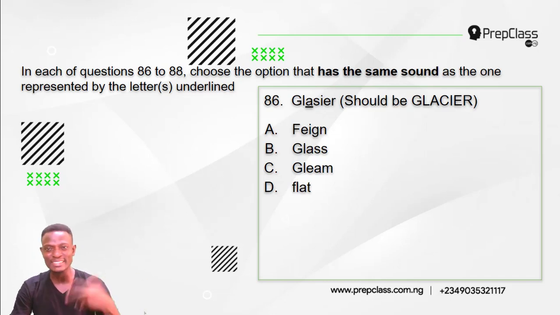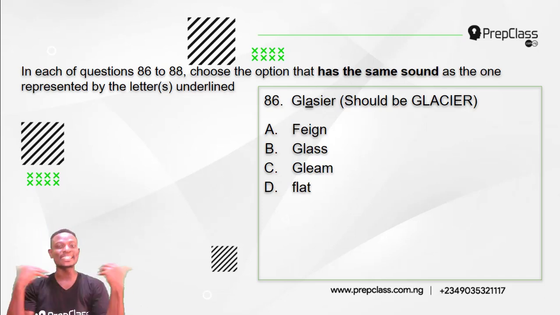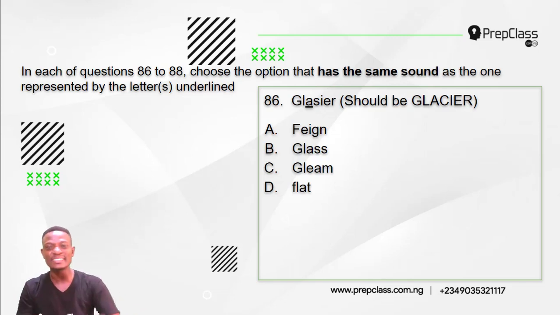Choose the option that has the same sound as the one represented by the letters underlined. So every letter that is underlined in each of these questions has a sound. So we have to select the option that has that same sound.